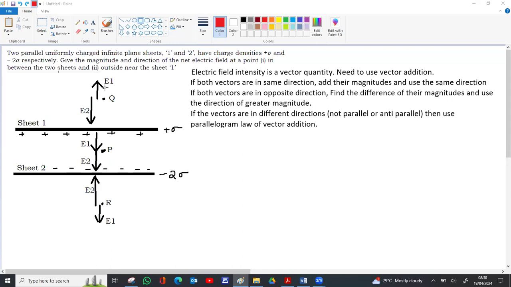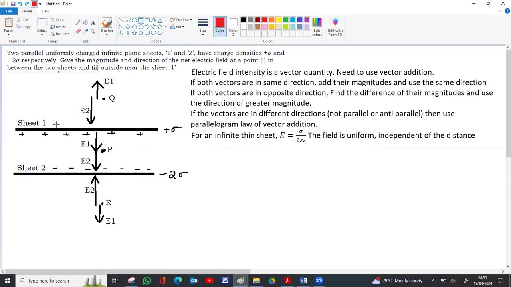Now we are finding the magnitudes. The electric field intensity for a sheet is sigma by 2 epsilon. If no medium is given, we take air or vacuum, so it is sigma by 2 epsilon 0. Here there is no dependence on r, which means the electric field intensity remains the same at all points, from near points even to far away points. The direction will be upward or downward due to sheet 1, and the magnitude remains the same everywhere.